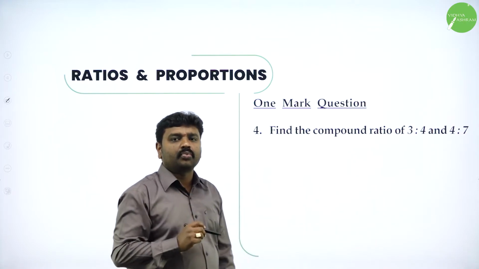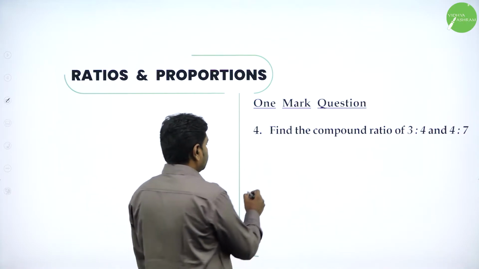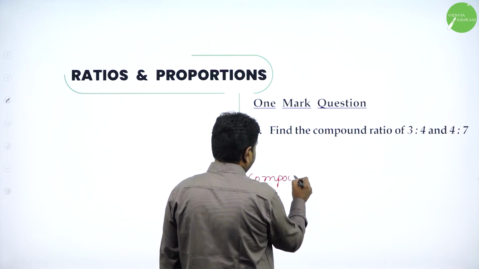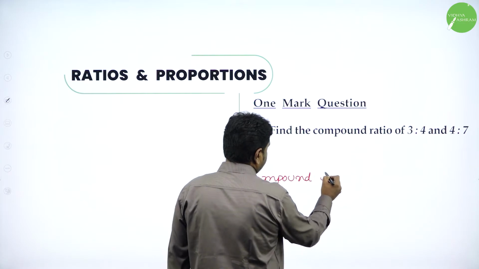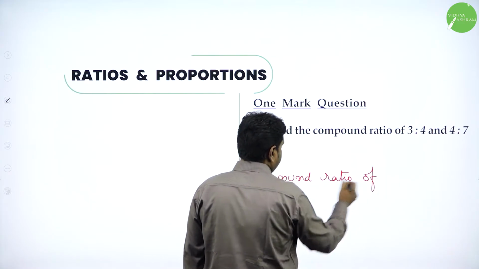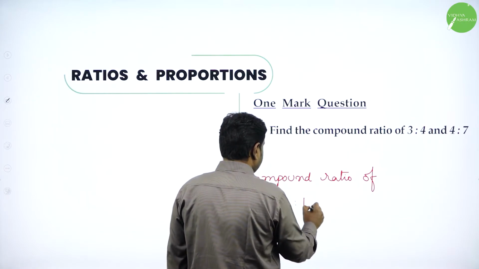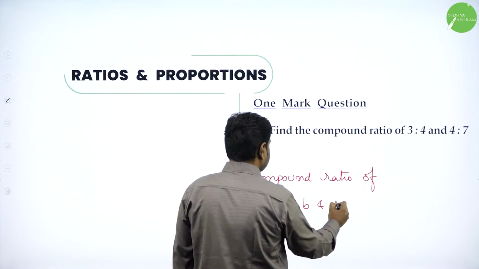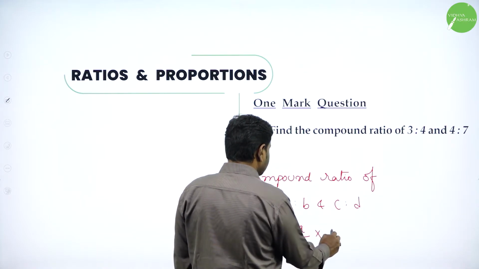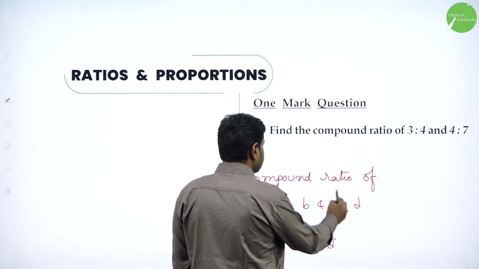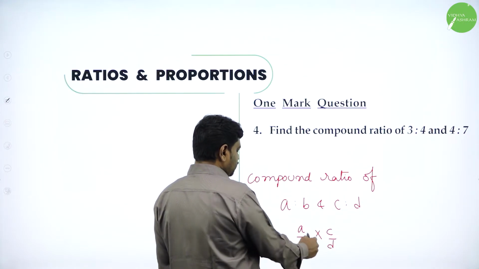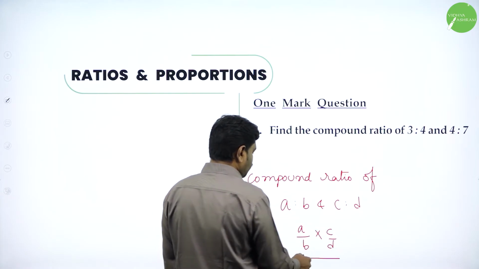Find the compound ratio of 3:4 and 4:7. They want you to find compound ratio. So now compound ratio of A is to B and C is to D is A by B into C by D, or you can say AC is to BD. A is to B means A by B, product of C is to D. This is a compound ratio.